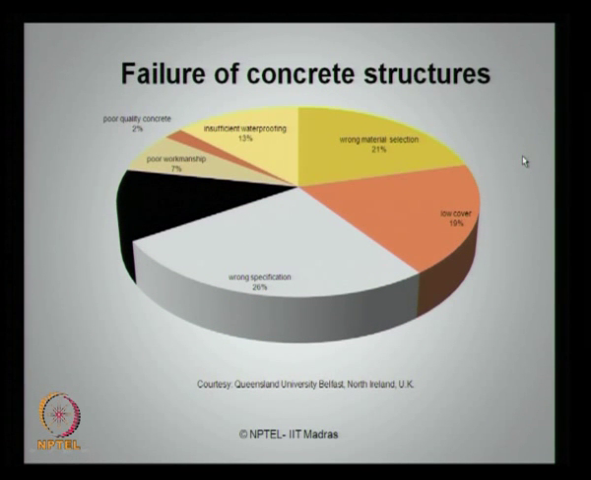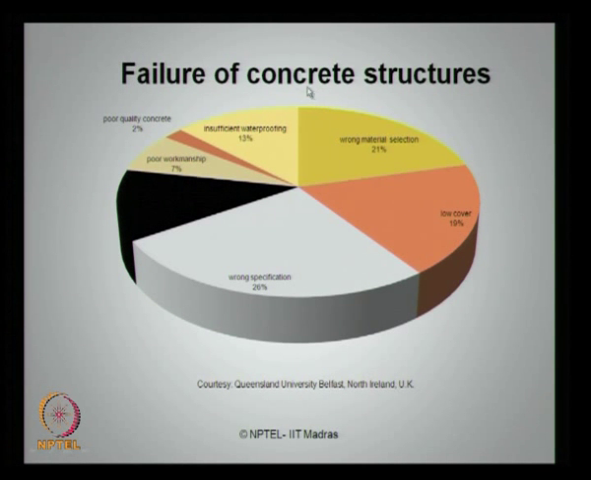If you also look at the reasons for failure of concrete structures in ocean structural systems, as seen from this chart, courtesy of Queen's University, UK, poor quality concrete contributes only about 2%, because enough quality control methods are exercised in the construction of ocean structural systems. The majority actually comes from wrong specification, wrong material selection, insufficient waterproofing and very poor cover, in terms of design or construction aspects.